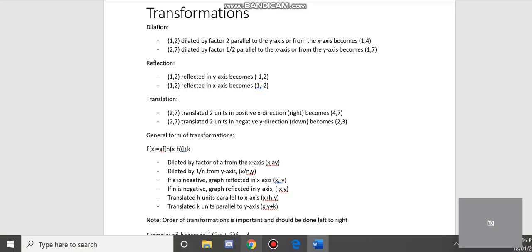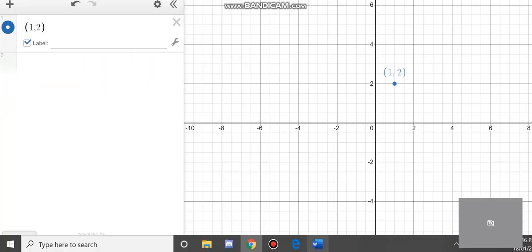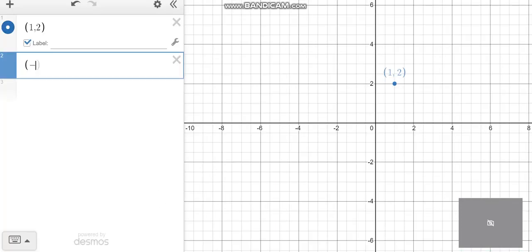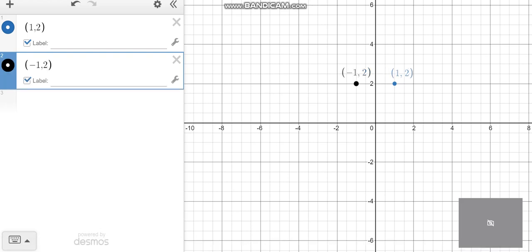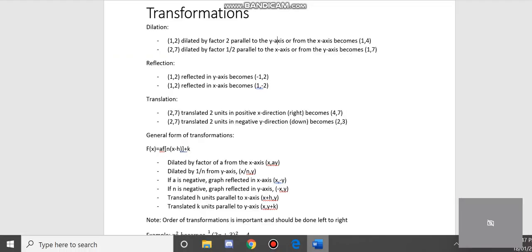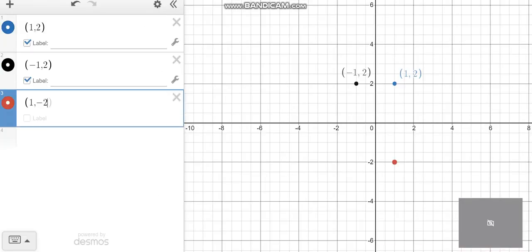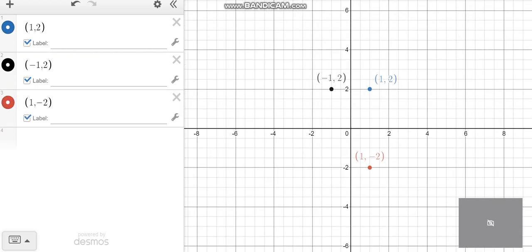Reflection. So if we have the point 1, 2 and we reflect it over the y-axis, it becomes -1, 2. Or if we reflect it in the x-axis, it becomes 1, -2. So you see from this blue dot here that reflections can change the coordinates of the points.